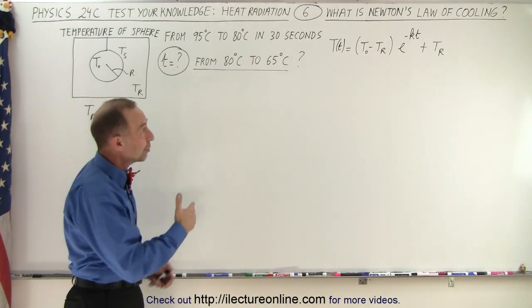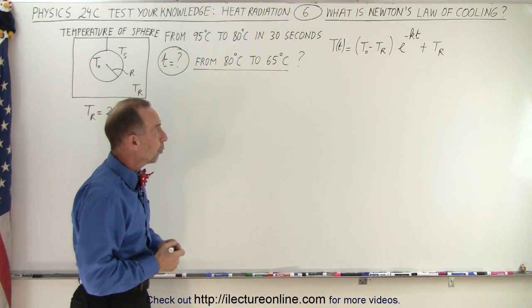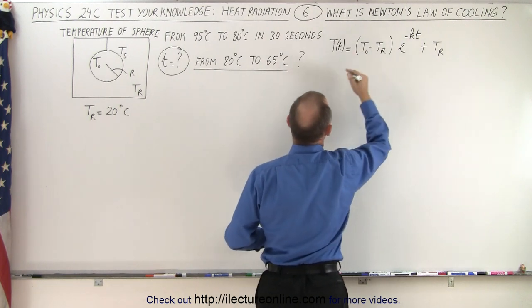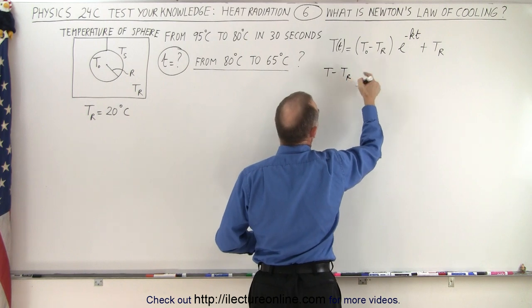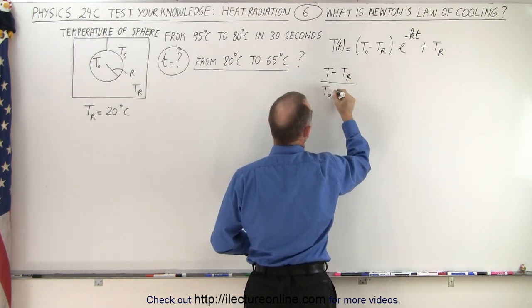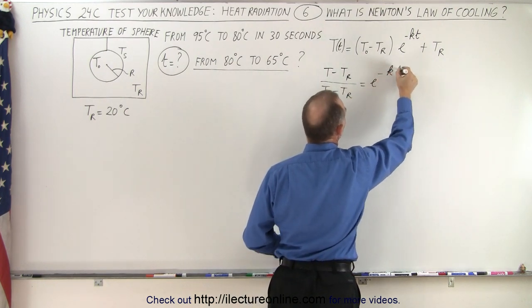First, what we need to do is figure out what that k is in order to answer the question. So we're going to rewrite the equation a little bit. We'll bring the T sub r over, so we have T minus T sub r. Then we divide both sides by T initial minus T sub r, so (T minus T_r) over (T initial minus T_r) is equal to e to the minus k times t.